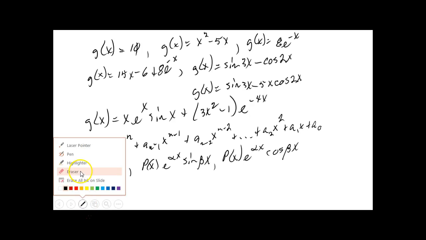So let's do example 1. y double prime plus 4y prime minus 2y is equal to 2x squared minus 3x plus 6.